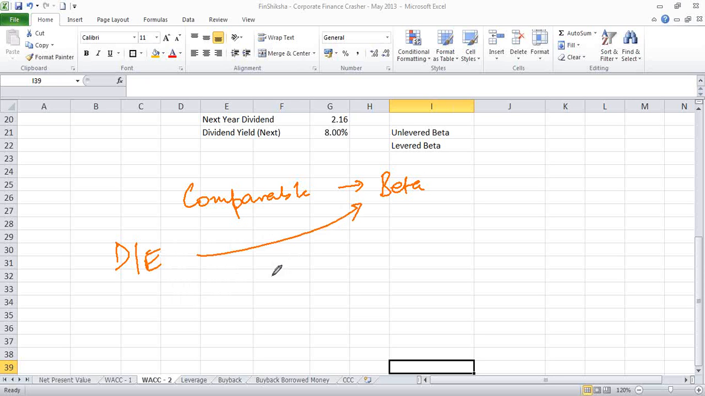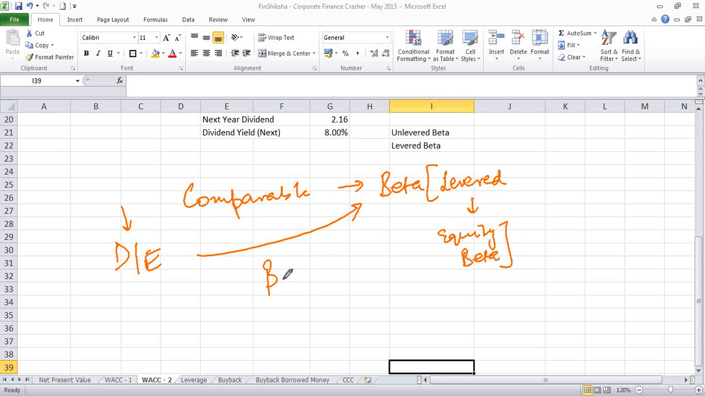So effectively, if beta is high, or whatever the beta of this firm is, it assumes that my firm under question also has the same debt equity ratio. The beta that we calculate is called the levered beta or the equity beta. This is calculated from the stock market. We have this for a comparable firm.